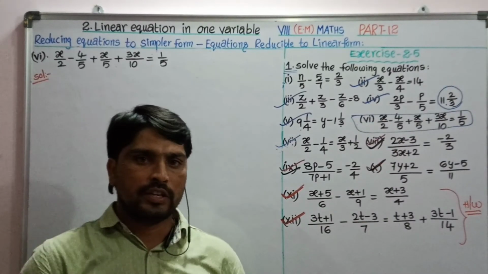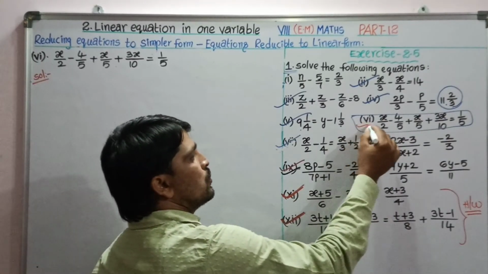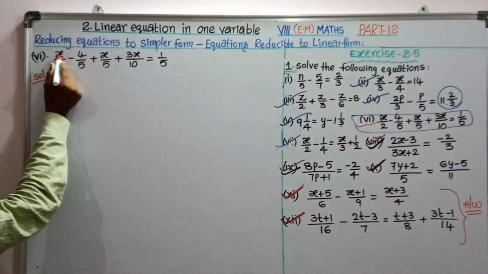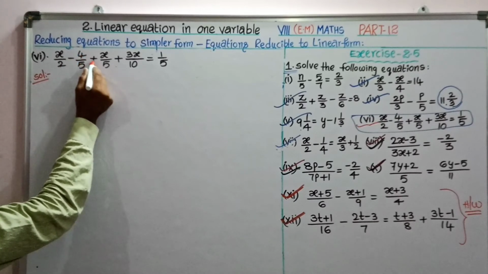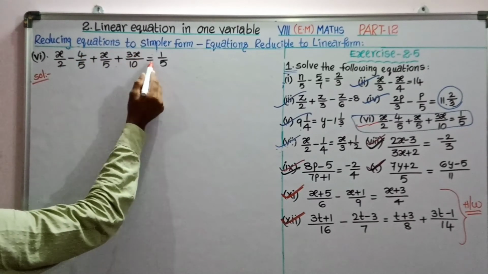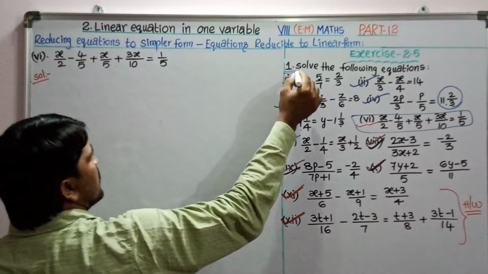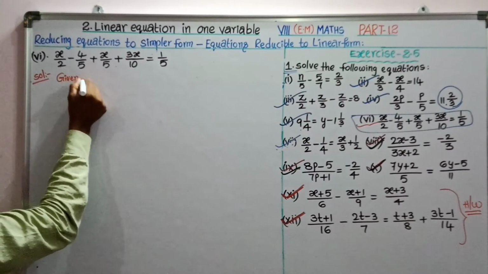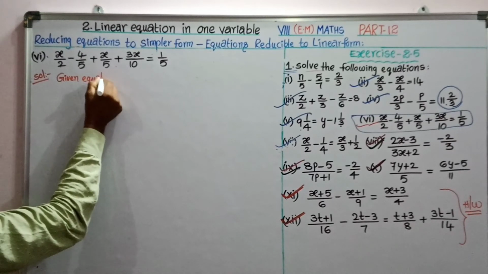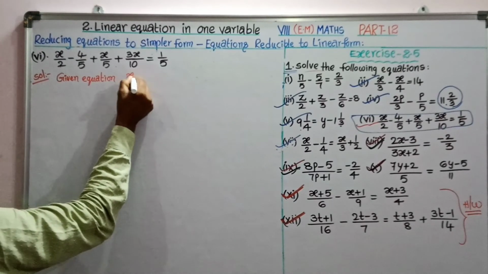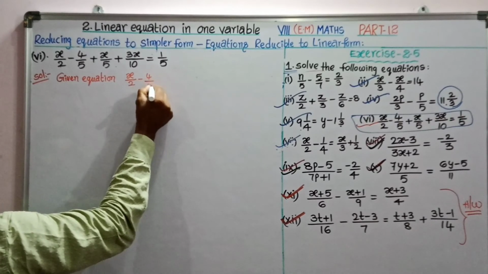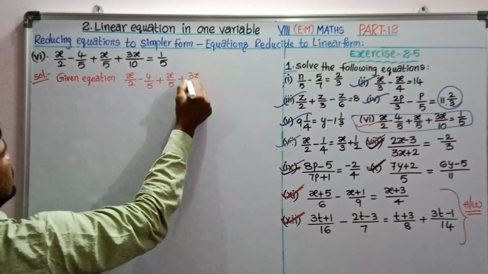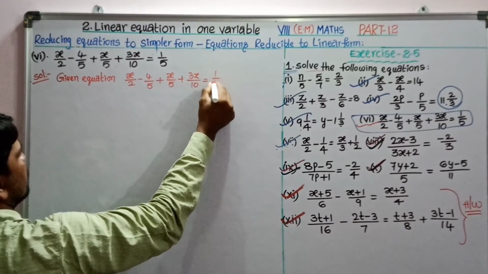Okay. Next and last question, that is sixth one of exercise 2.5. Sixth question, x by 2 minus 4 by 5 plus x by 5 plus 3x by 10 equal 1 by 5. We have to solve the equation. Write down the given equation. Given equation, that is x by 2 minus 4 by 5 plus x by 5 plus 3x by 10, which is equal to 1 by 5.